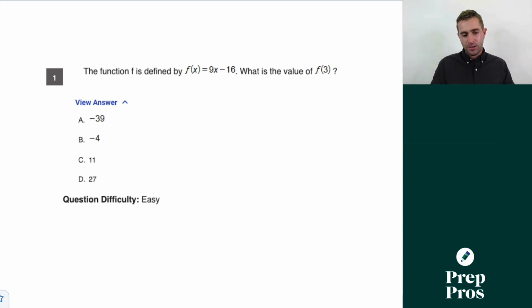Question number 1 here. The function f is defined by f of x equals 9x minus 16. What is the value of f of 3? Well, here, very simply, we're just plugging in 3 for where x is. So we're going to get 9 times 3 is 27. 27 minus 16 is going to give us 11 here.